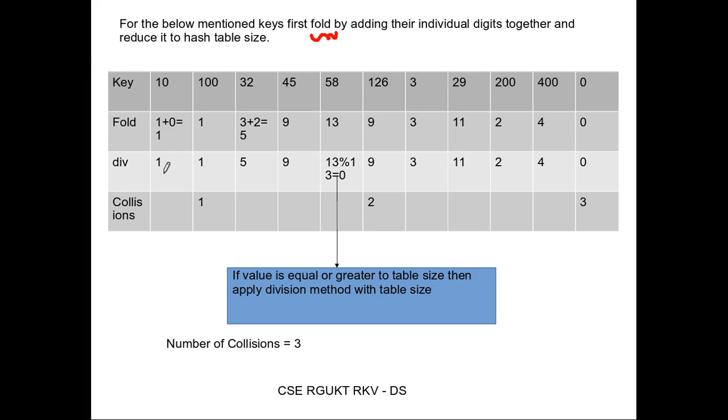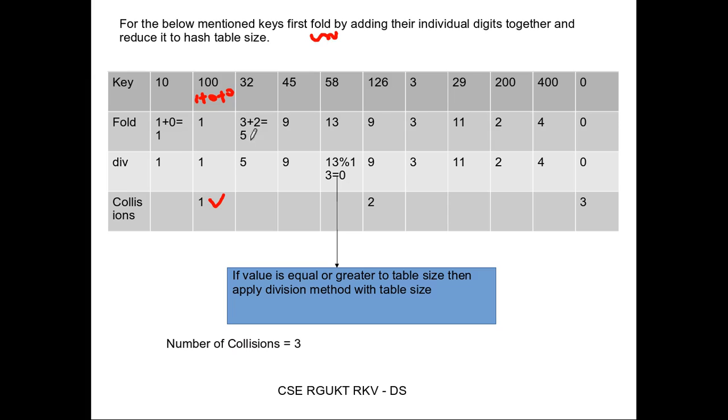Now if this index value is greater than the table size, then you apply the modulus operator, that is what you mean by reducing it to the hash table size. And the same logic on the value 100: 1 plus 0 plus 0 is 1 for us. So at index 1 you are again trying to store an element, so you have one collision here.